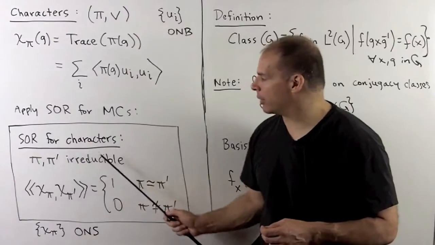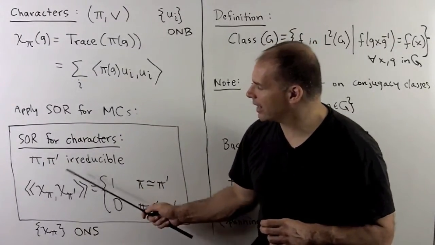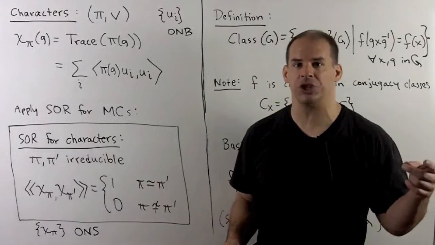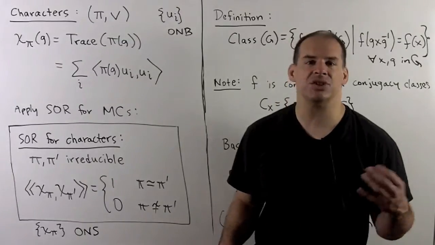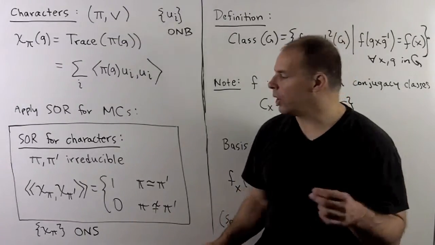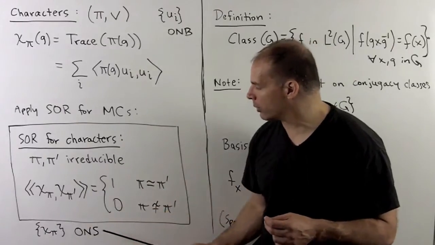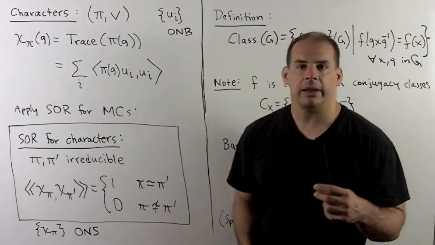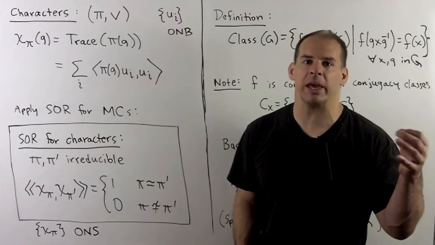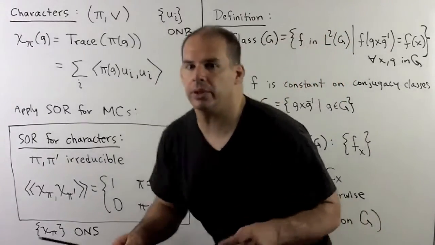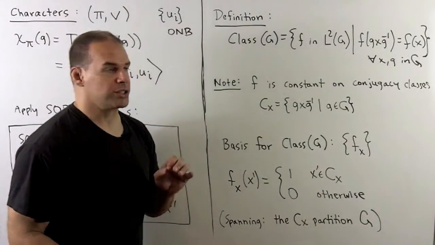So if pi and pi prime are irreducible, I take the inner product of the character of pi with the character of pi prime in L2 of G. We get 1 if pi and pi prime are equivalent, and 0 otherwise. So we note the characters of the irreducible representations are going to form an orthonormal set. Now, if we want an orthonormal basis, we have to put this in context. So what space would we be looking at? We're interested in the space of class functions.